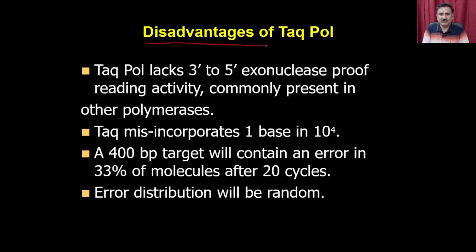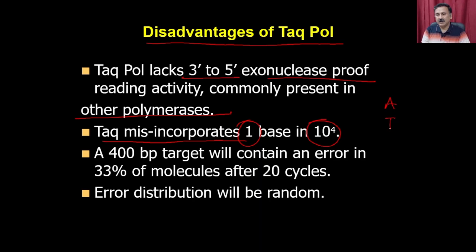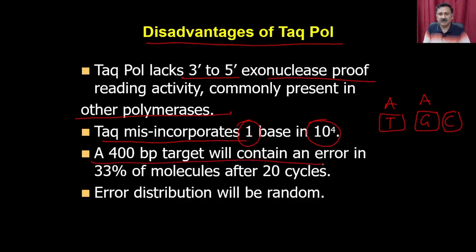Taq DNA polymerase lacks the 3' to 5' exonuclease proofreading activity commonly present in other polymerases. Taq DNA polymerase misincorporates one base in 10 to the power 4 bases. This means it is going to incorporate wrong nucleotides. So instead of T in front of A, it is going to incorporate G or C. In that case, it is going to lead to the formation of mutated genes. A 400 base pair target will contain an error in 33% of the molecules after 20 cycles.